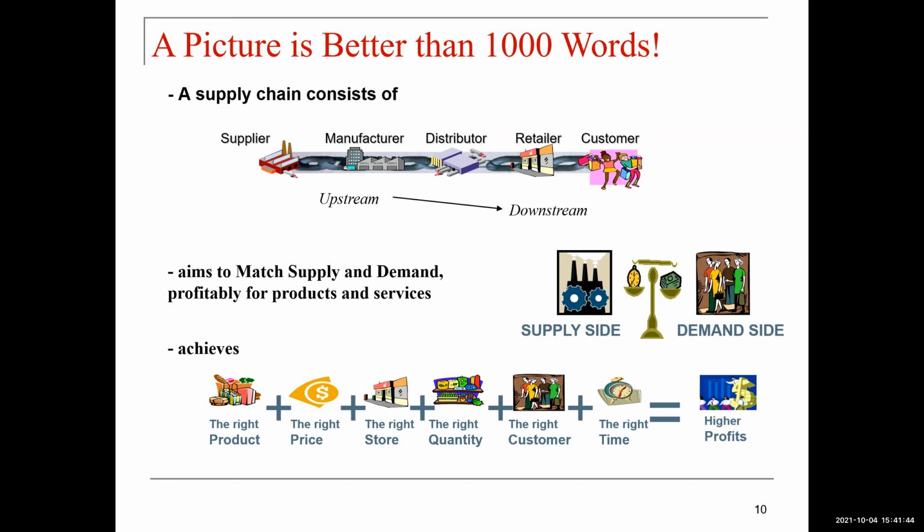It aims to match supply and demand. That's our goal. We want to make sure that we are satisfying the demand available, so we are not overproducing or producing less than what is needed. Again, there's a balance between those two. And this is achieved by providing the right product at the right price, in the right store, the right quantity, to the right customer, at the right time. All that together provides you with higher profits.